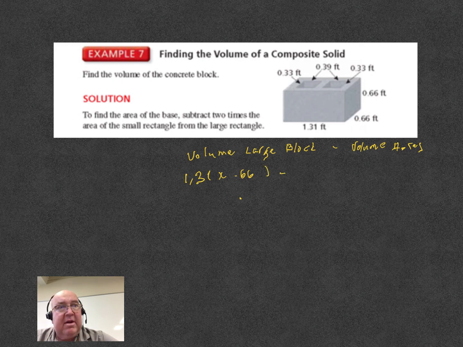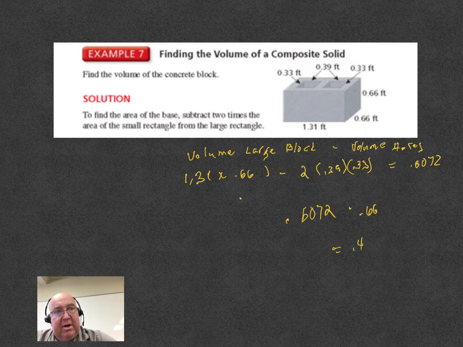Excuse me, I'm going to go here. I got ahead of myself. We're going to have 2 small blocks that we're going to take out, 2 holes, and they're going to be 0.39 by 0.33. So when I put this all into the calculator and subtract that, I end up with 0.06072. Now I'm going to take 0.60672, which is the area, and multiply it by the height of 0.66, and we end up with 0.40 feet cubed.